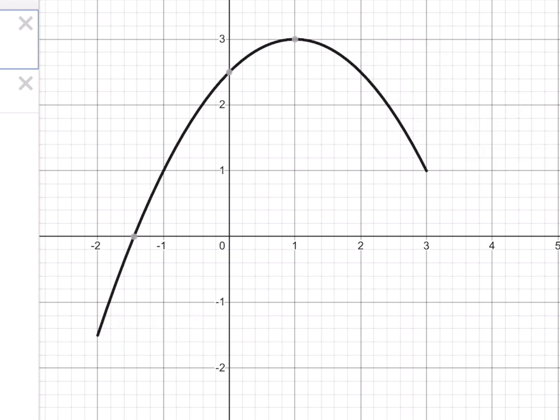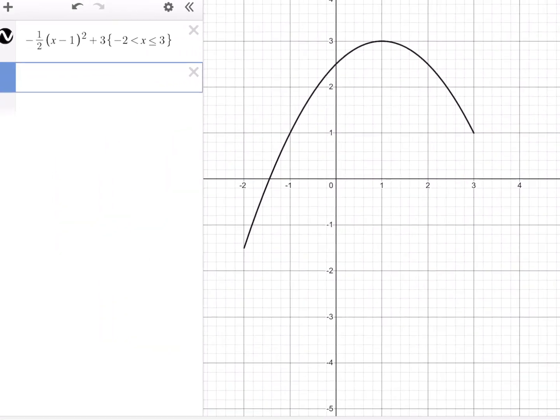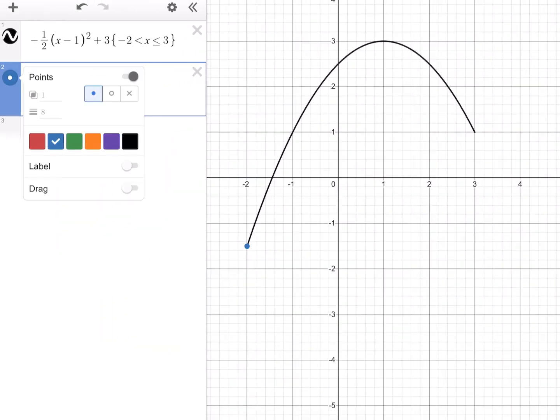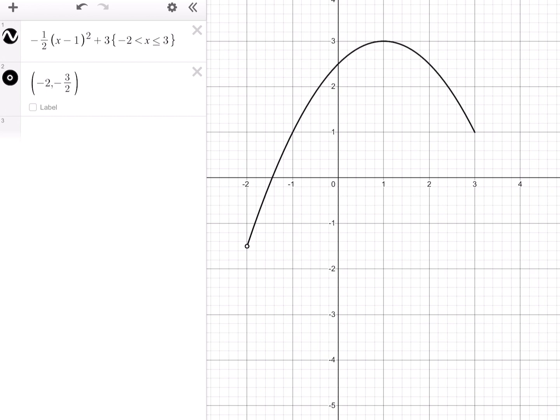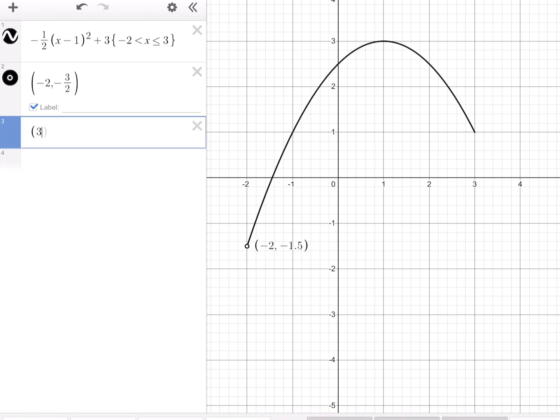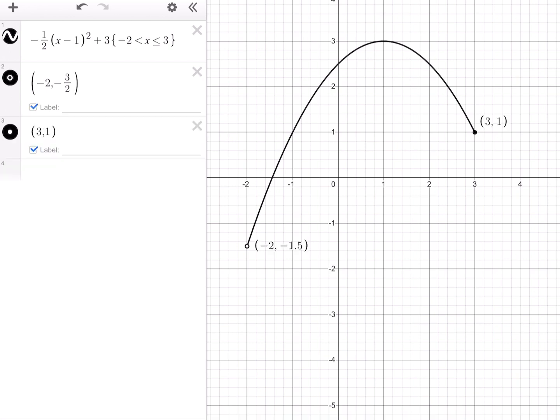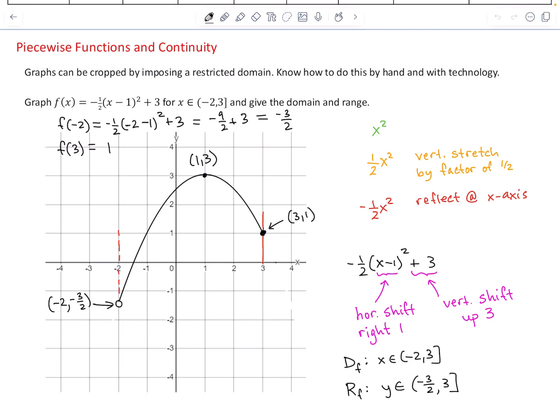If you want to make those permanently visible, then type those points in as separate lines and change its formatting to be hollow and black. And you can toggle the label on, and for the right endpoint, do similar but keep it solid. Now let's go to the next page.